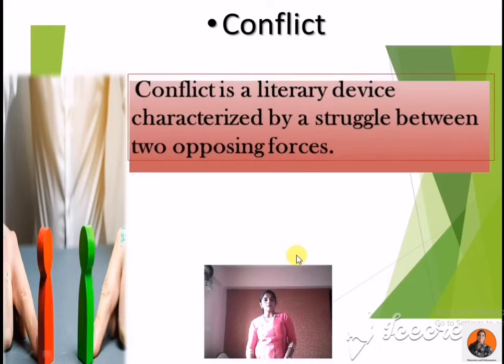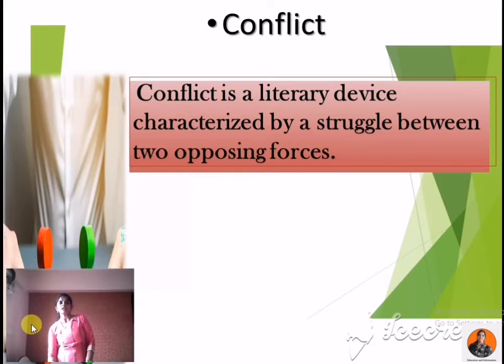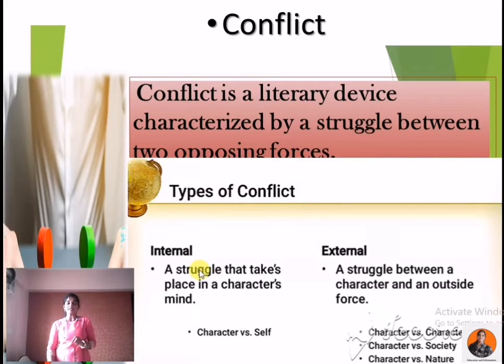And the next part is about conflicts. Conflict is a literary device characterized by a struggle between two opposing forces. See, in our life we are also dealing with conflicts, right? In society, I think, if I behave this way, what will people say about me? In this way, we always have conflict in the mind. So the same aspect, that element, is depicted in the novel.